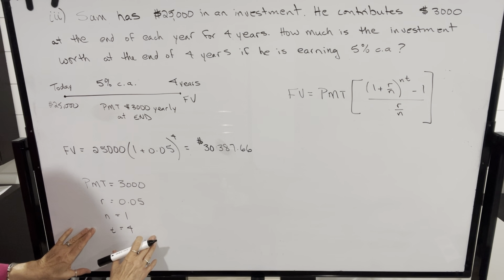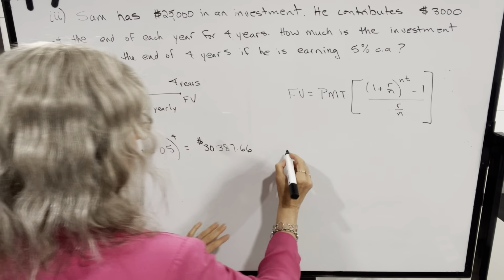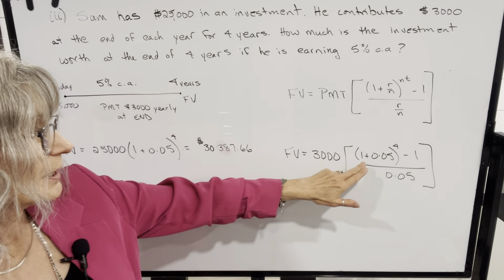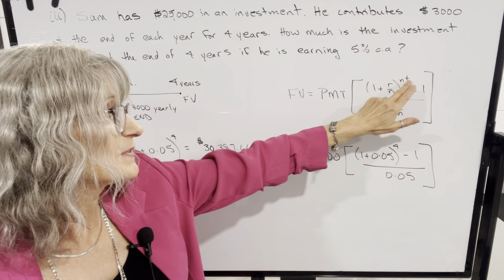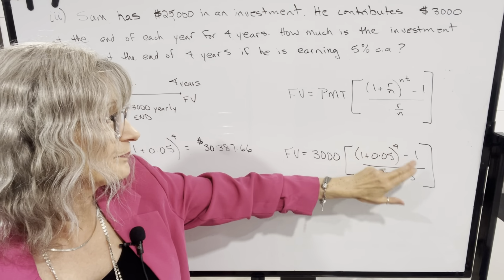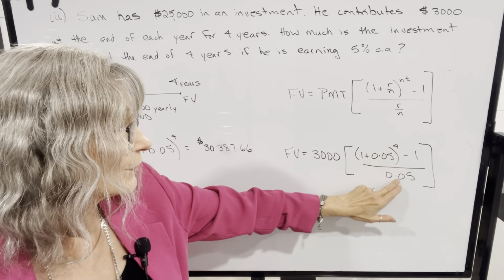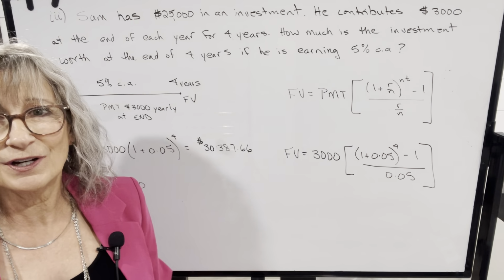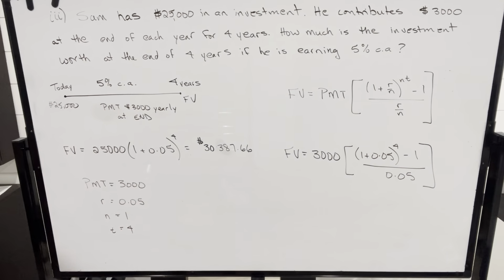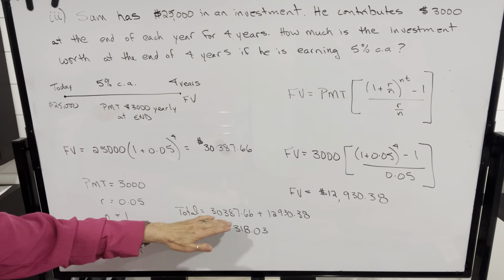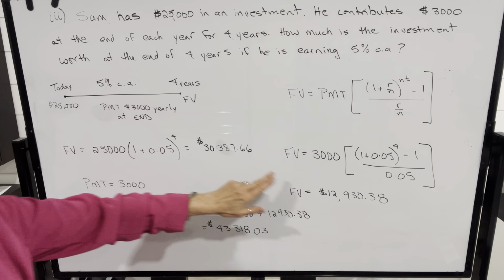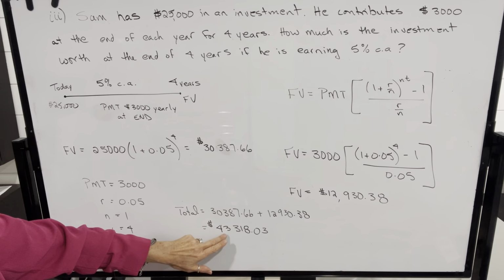List the values that you know and then plug them into your formula. And we get 3,000 times 1 plus 0.05 over 1 is just 0.05. N times t is just 1 times 4, or 4. Minus 1 over r divided by n is 0.05. Now let's calculate this. And we get $12,930.38.